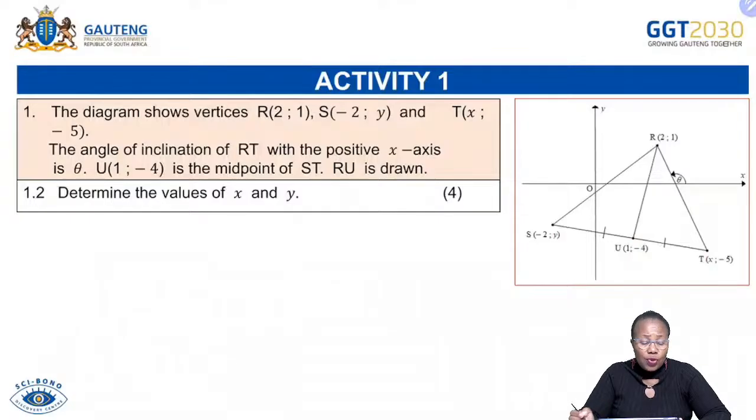With activity 2 now, we are still on activity 1, 1.2. Determine the values of x and y. If you look at y, it is on point S on your diagram, and T has coordinates x and -5. Remember, we are given that U is the midpoint of those two coordinate points.